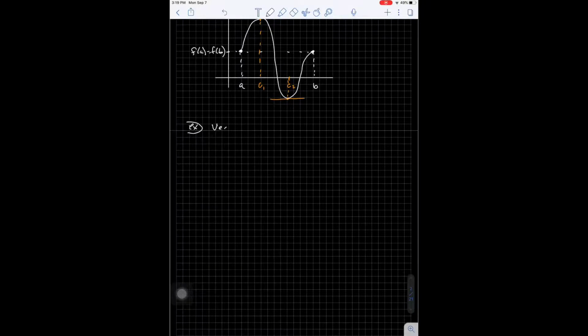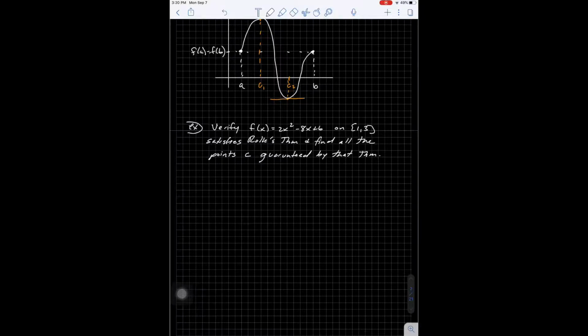Okay, so we'll say verify this function on this interval 1 to 3 satisfies Rolle's theorem, and find all the points c guaranteed by that theorem. I am fairly certain I misspelled guaranteed. I am aware of that, but we're just going to continue.